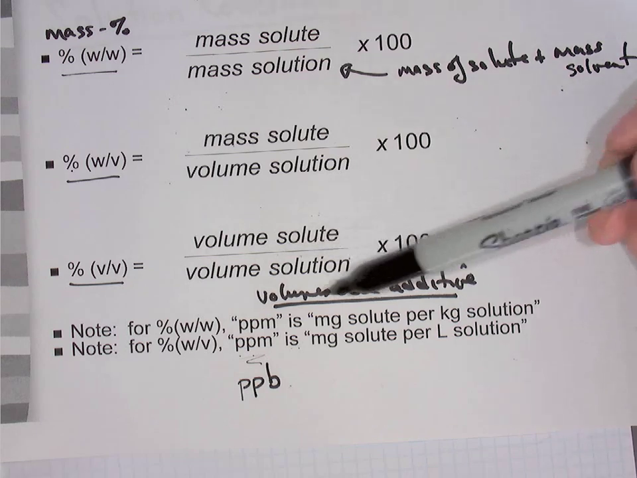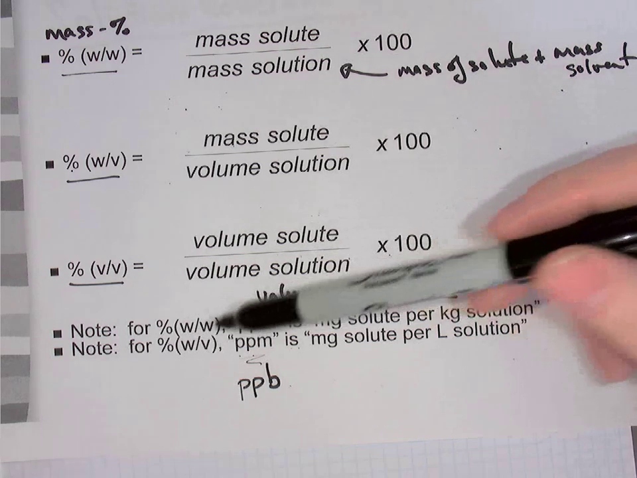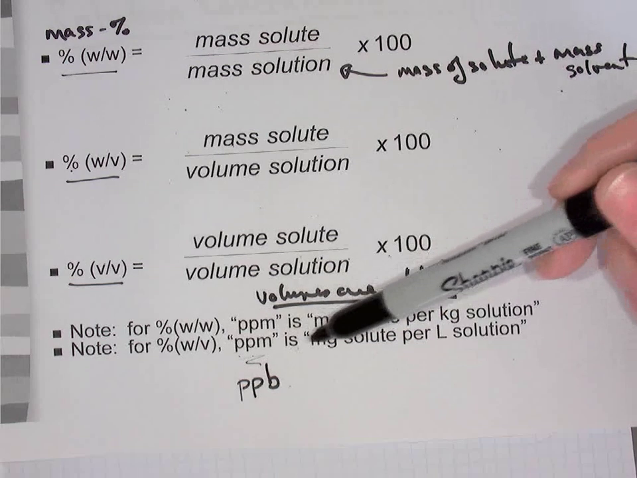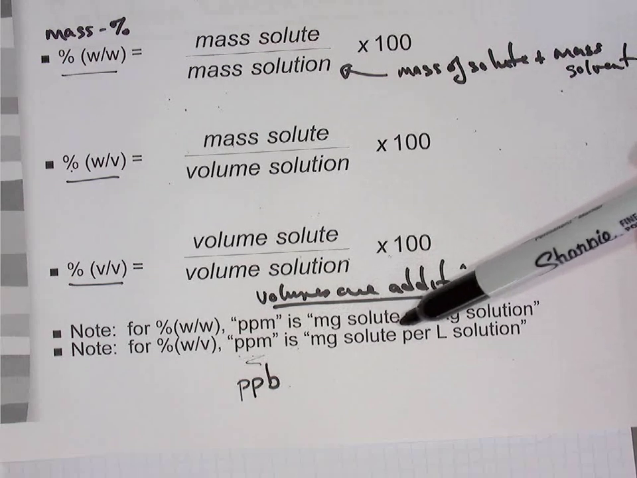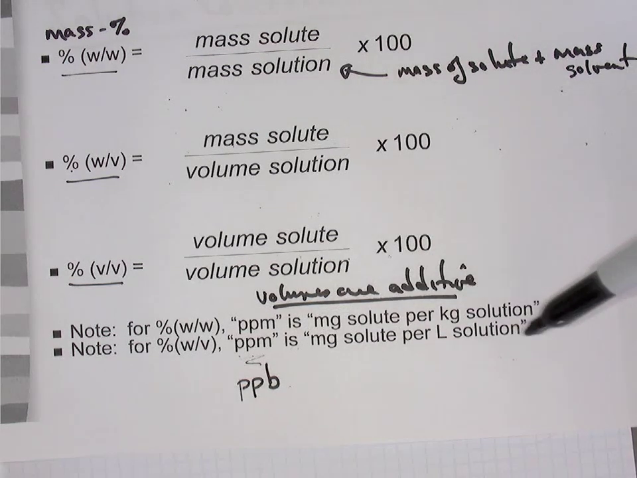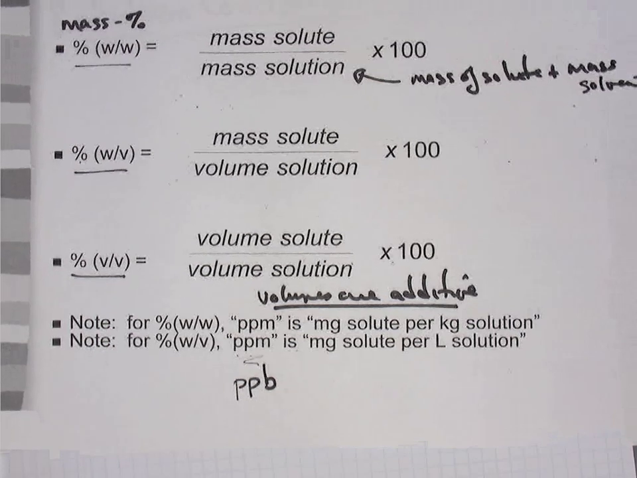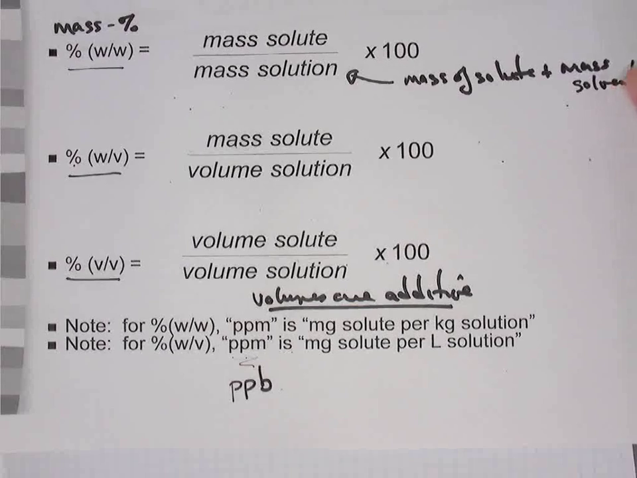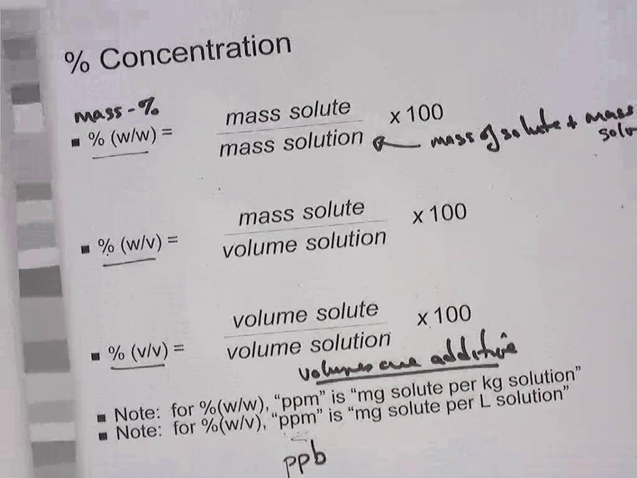In a similar way, if you were doing a percent mass by volume, then parts per million now would be the milligrams of solute per liter of solution. All right, so keep that in mind. You may come across those in a couple of situations later. So there's just an introduction to the solutions unit. We're going to take a look at some solution calculation problems involving concentrations in a separate video.